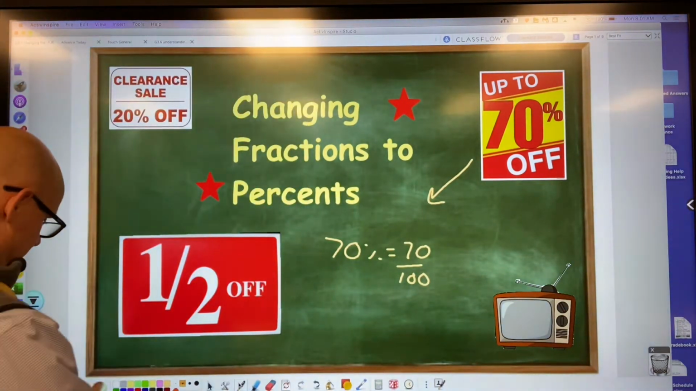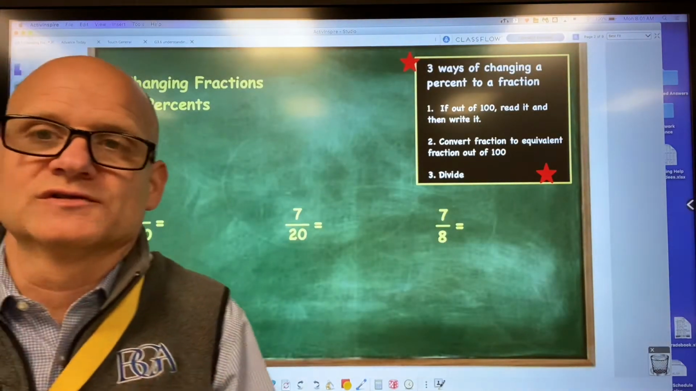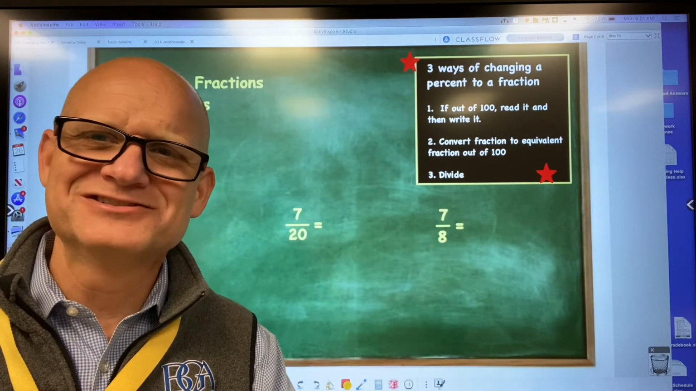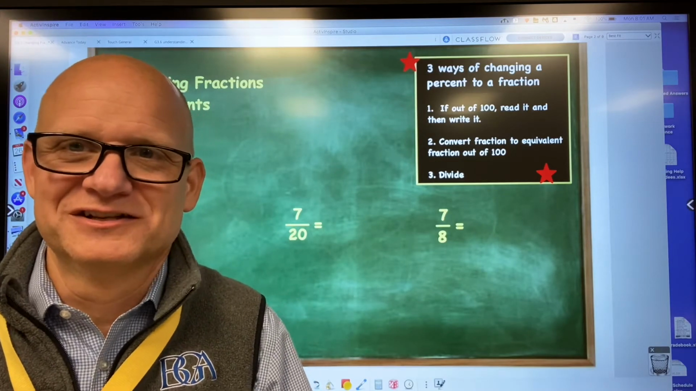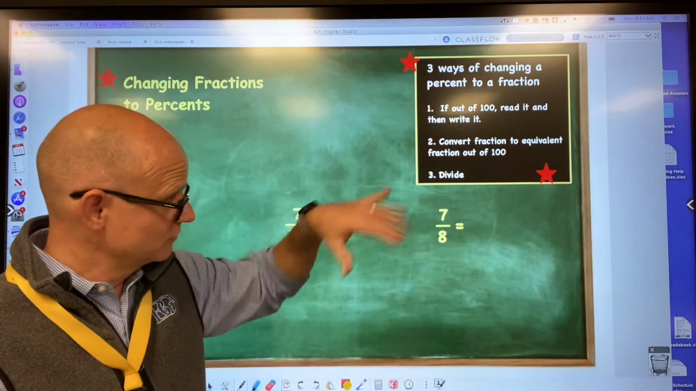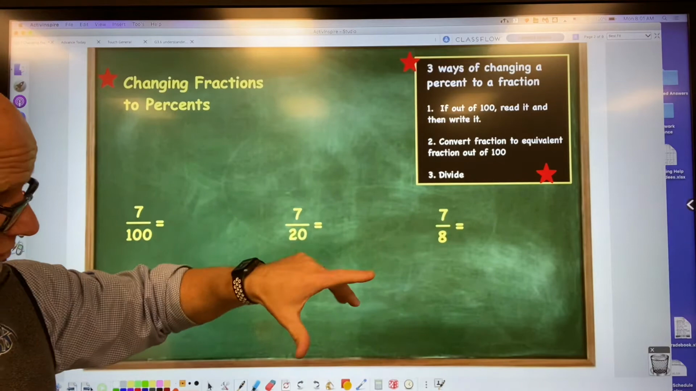Percents. What are percents? So what we're going to talk about today is how to change a fraction to a percent. That's what we're going to talk about. And there's three ways that we could do this. So go ahead and write down these three ways. Press pause if you like to, or you can do it after.